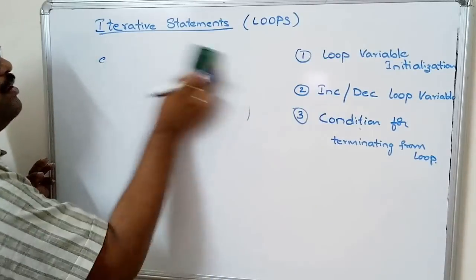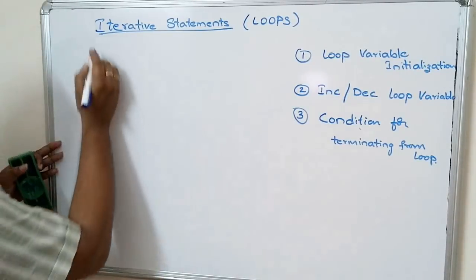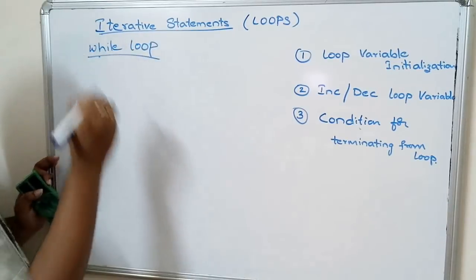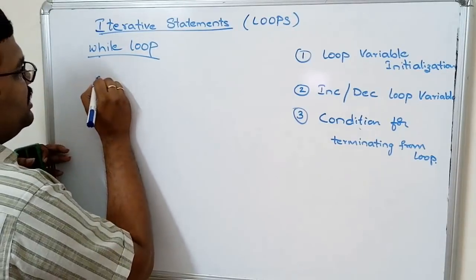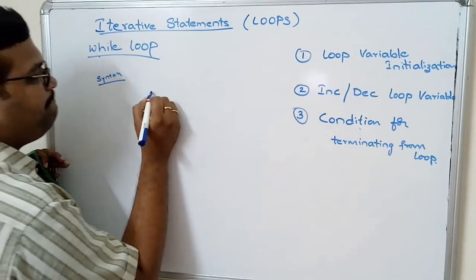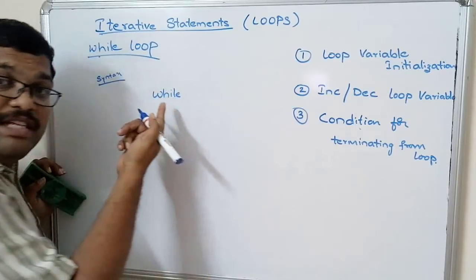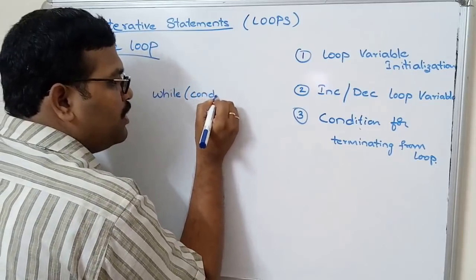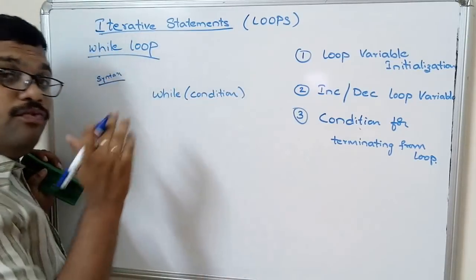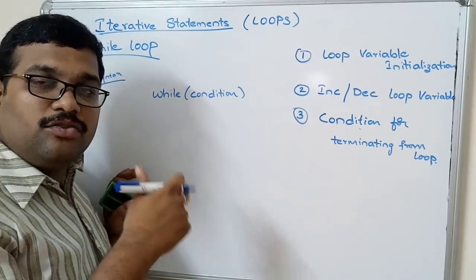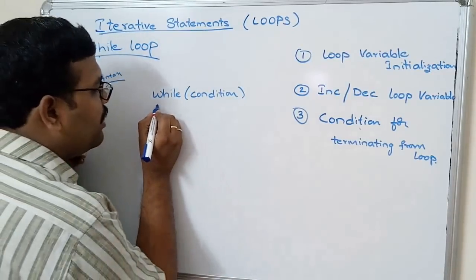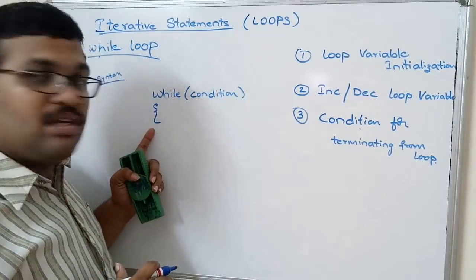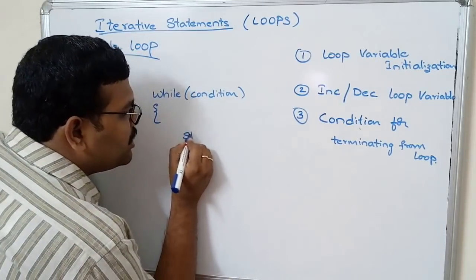Now let us have a look at the while loop. The syntax for the while loop is: while. So while is a keyword. Here we have to write the condition where the loop must be terminated. It is also a block of statements, so we have to write curly braces. Whenever we are writing a block of statements, we need to use curly braces. Write the statements to be executed.